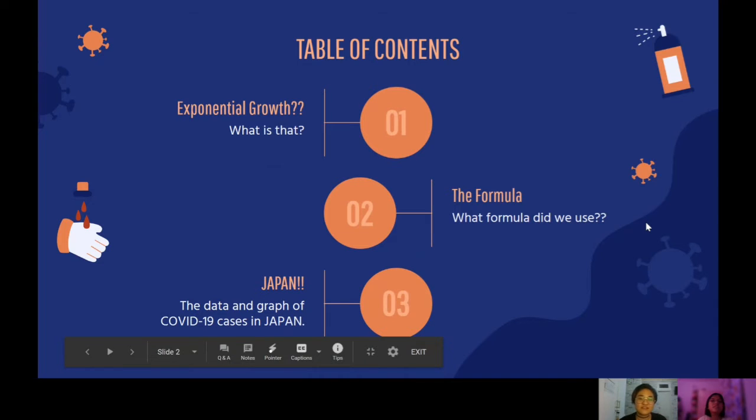Here is the table of contents. First of all, I'm going to explain briefly about exponential growth. Afterwards, I'm going to explain the basic formula of exponential growth and the pros and cons of exponential growth. And my classmate Asuka will explain about the COVID-19 graph and data in Japan. Without further ado, let's move on to the next slide.